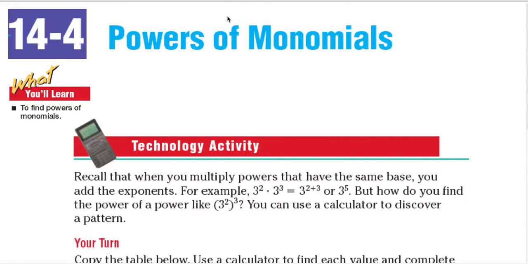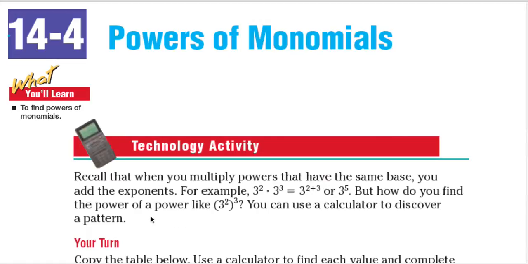Powers of monomials. The objective of this lesson is to find powers of monomials. Okay, let's take a look at this example. Recall that when you multiply powers that have the same base, you add the exponents. Like this example, 3 squared times 3 cubed equals 3 raised to the 2 plus 3, or 3 to the 5th power. But how do you find the power like 3 squared raised to the 3rd power?